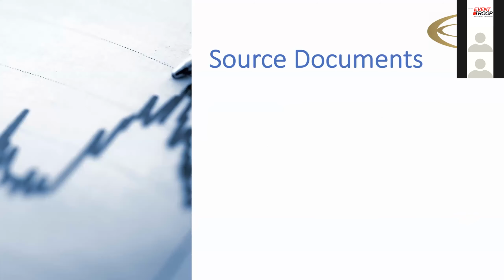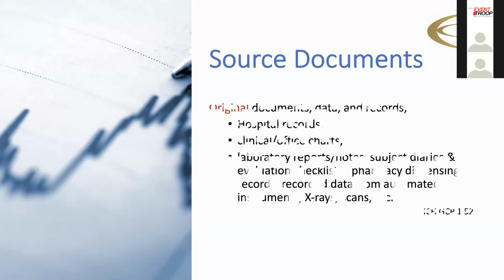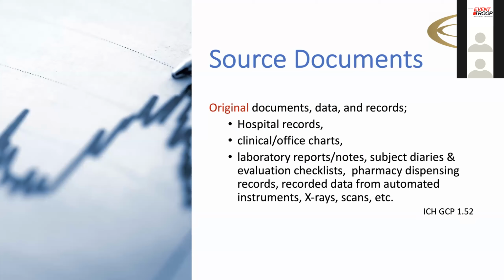Then what are source documents? Source documents are original documents and data and records. So basically what this means is source data are contained in source documents. For example, hospital records are source documents, clinical office charts, lab reports, subject diaries, x-rays, scans, pharmacy dispensing records. All of these are called source documents. Wherever we capture source data, that becomes a source document.